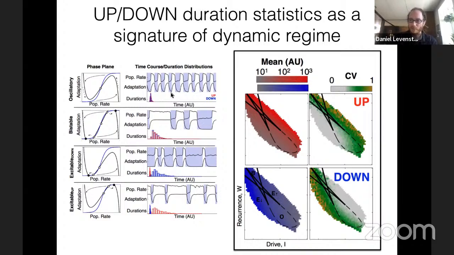And so basically, if we look at the up and down state durations, we can map that back to the model and say, where in the model do we see up and down state durations that match what we see in the data?